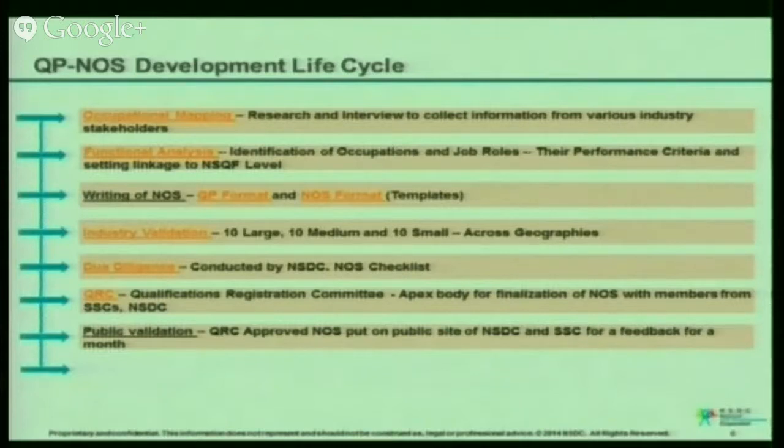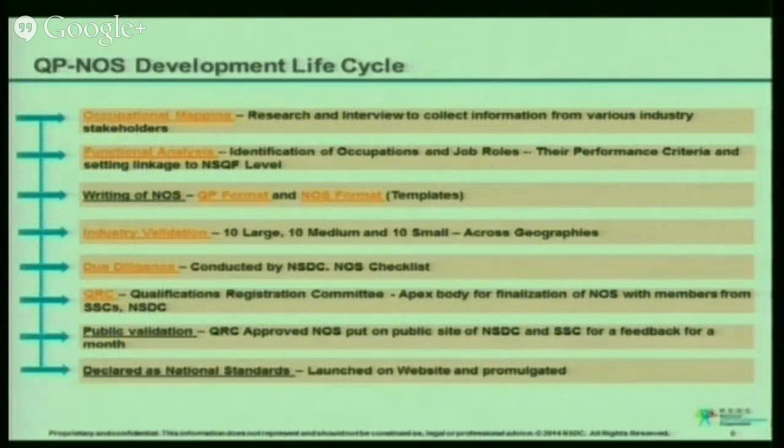After the QRC, the qualification pack is put on public view for 1 month. And once we receive the feedback from the public, we incorporate that in the qualification pack and it becomes a national occupational standard. That means after all these stages, it gets the status of national occupational standard. So this is the life cycle of a qualification pack. These are the stages it goes through.